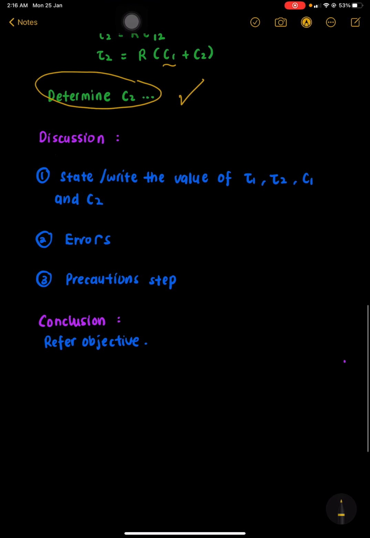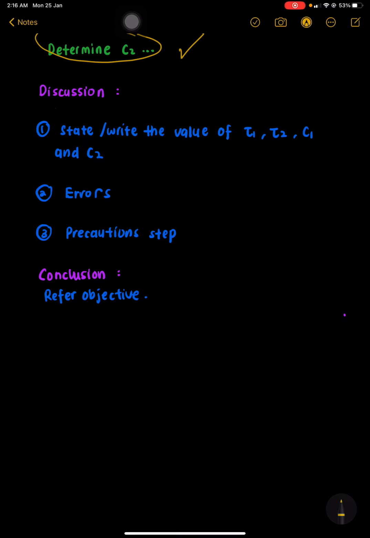Next, for the discussion, state and write the values of tau 1, tau 2, C1 and C2 that you got from the calculation above, and state the errors. For errors in this experiment, you can write that the time taken might be greater than the theoretical value due to the reaction time while starting the stopwatch. It depends on the individual. This is a systematic error that gives rise to a percentage of uncertainty.